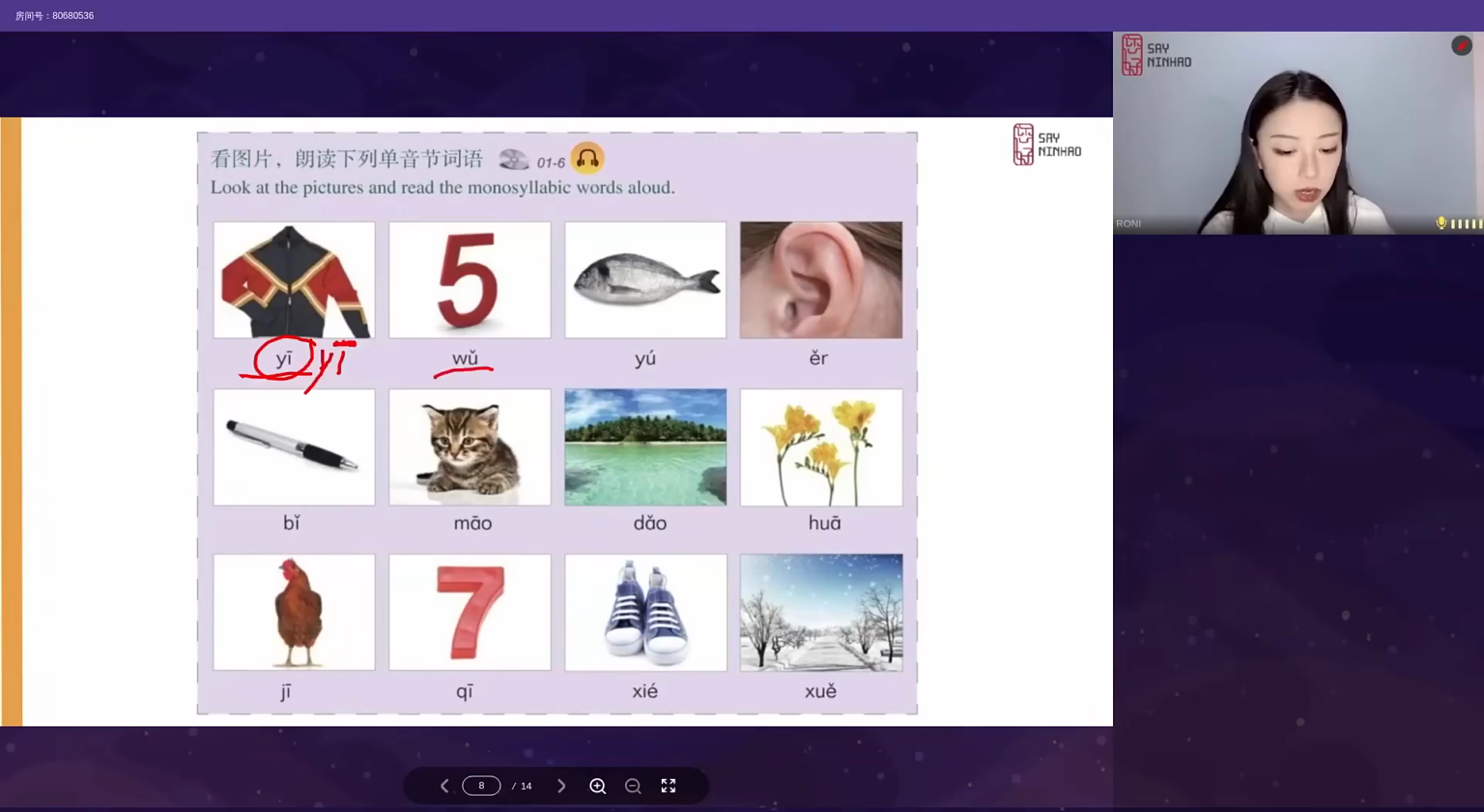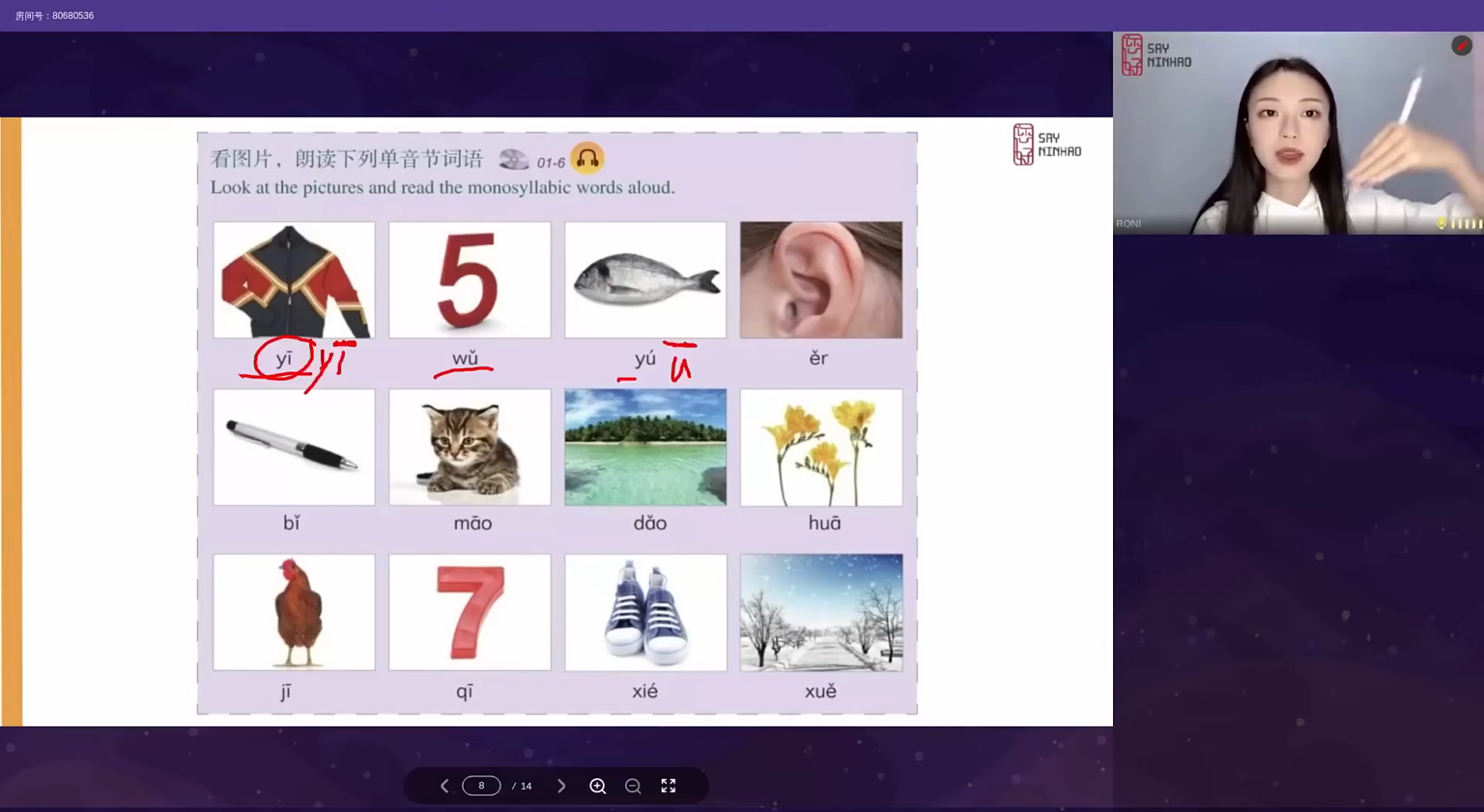Next one, read after me, please. Wu. It means 5. It is a third tone word. Next one is yu. As we can see, the final is actually yu, but we get rid of these two dots, right? Read after me, please. Yu, it means fish.